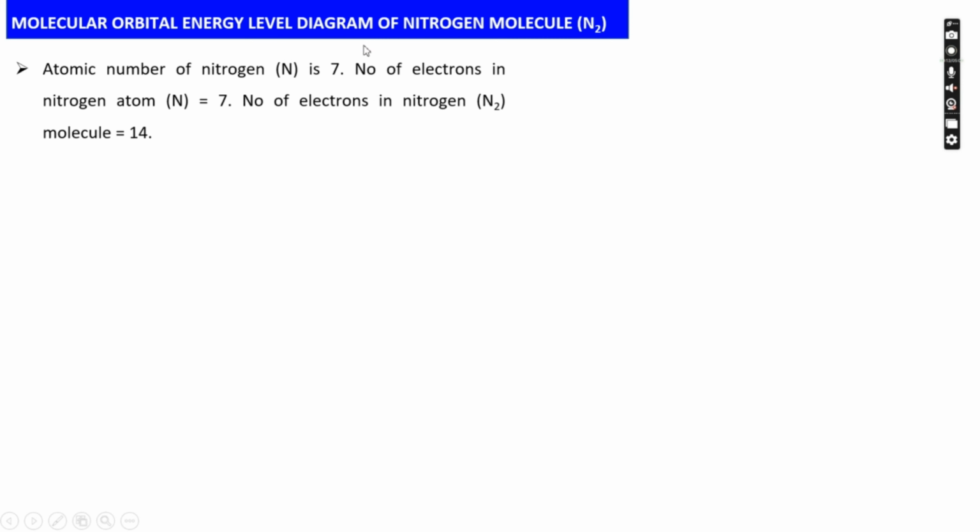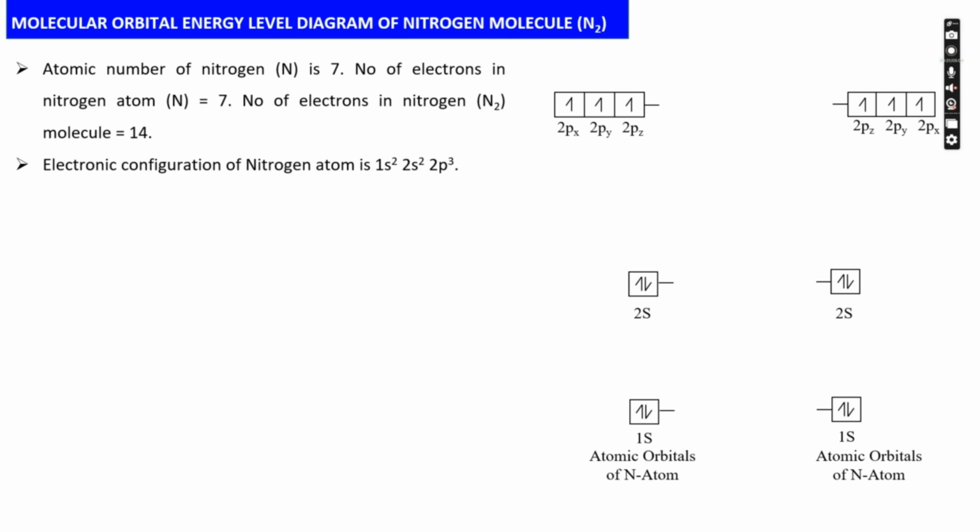As we know, the atomic number of nitrogen is 7, so the number of electrons present in a nitrogen atom is 7. Therefore, the number of electrons present in the nitrogen molecule is 14. The electronic configuration of the nitrogen atom is 1s2, 2s2, 2p3. We will see how the nitrogen molecule is forming.